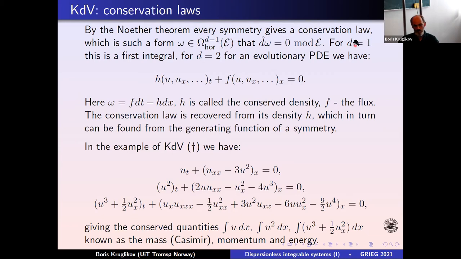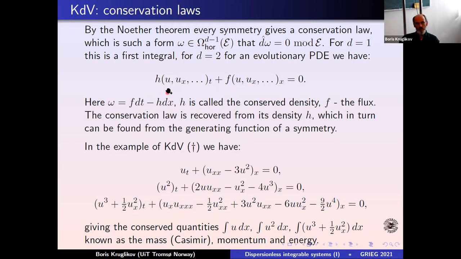So of course, when you have d equal to one, so here you have zero, so it's just functions. That's the definition of first integral, which we discussed in the first slide. When we talk about d equal to two, the one plus one situation, then this will be a one form, right? And its closeness will be a relation of this kind: Ht plus f is equal to zero.